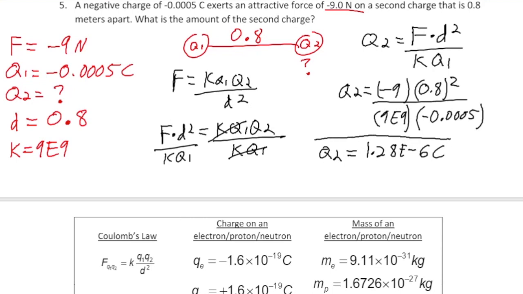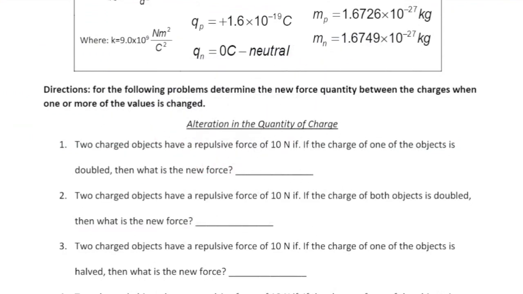And it makes sense because we got a positive number here. We would expect a positive number because our charge 1 was negative, and we know that the force between them is attractive. All right, guys, we have made it to the end, but this is the most difficult part. This one says, directions for the following problems: determine the new force quantity between the charges when one or more of the values is changed.